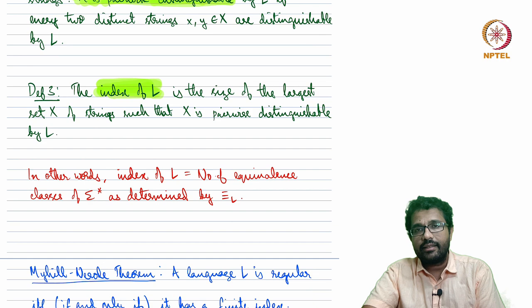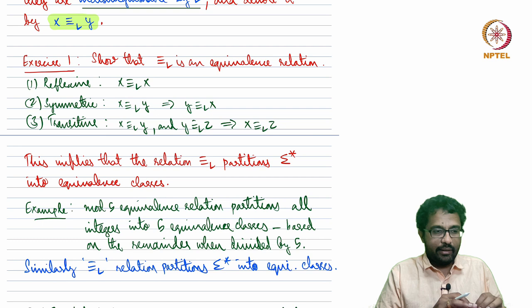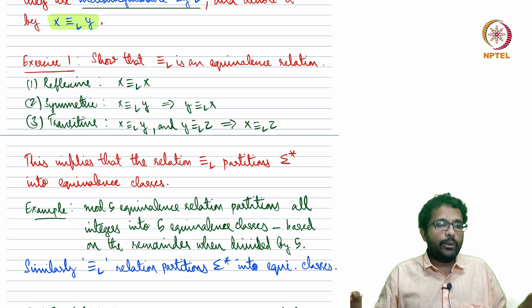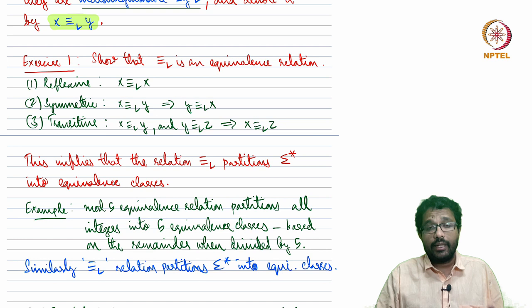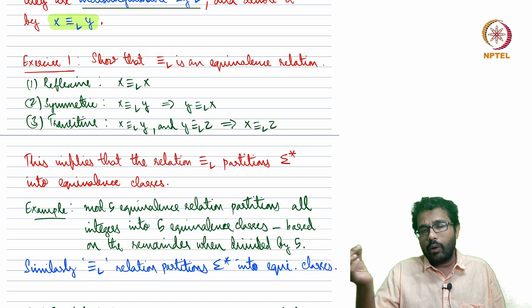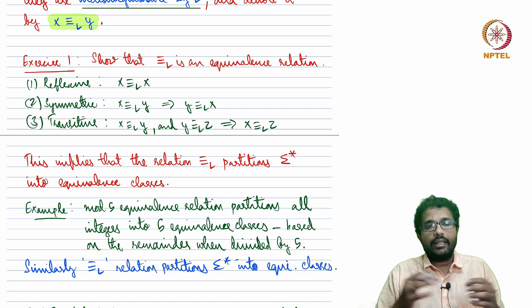So earlier I mentioned the equivalence class thing, right? Any equivalence relation partitions the entire set of strings into equivalence classes. So basically, if this relation, indistinguishable by the language, partitions the set of all strings into 10 equivalence classes, that means you can pick one string from each of the equivalence classes, and this is the maximum that you can take, right? If there are 10 classes, you can pick one from each.